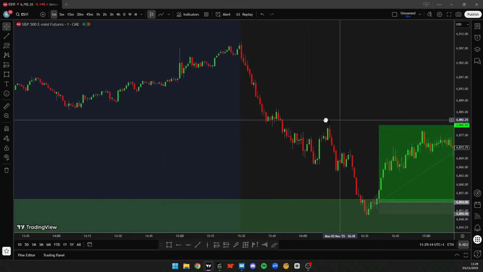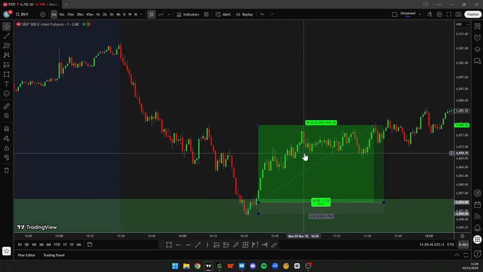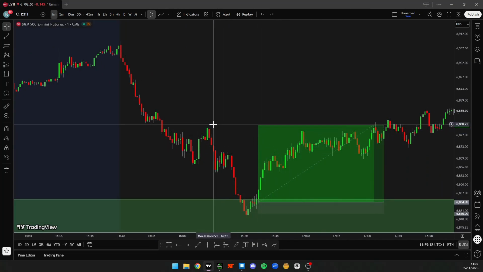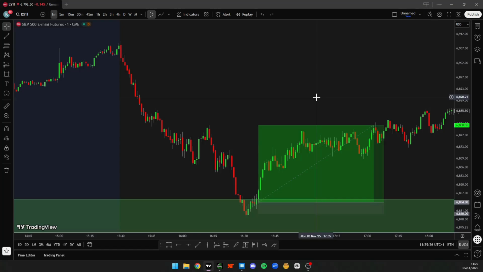In terms of targets, that really depends. That's quite subjective. You can obviously target this high or this high. You can take partials along the way. That really depends on what you're happy with. And with a tool such as the Bookmap, you can actually use that for targets as well, just looking at the passive orders in the market and targeting those areas. So let's head over to the Bookmap and show you exactly how this looked.